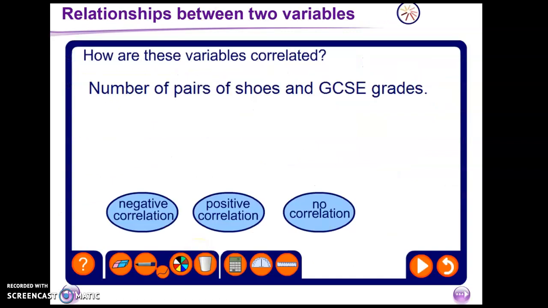How are these variables correlated? Number of pairs of shoes and the GCSE grades. Do you think GCSE isn't something that you do now? Let's say NCEA grades. Do you think the number of shoes you own is going to have any relationship to your grades? So hopefully you'll have no correlation for that one.